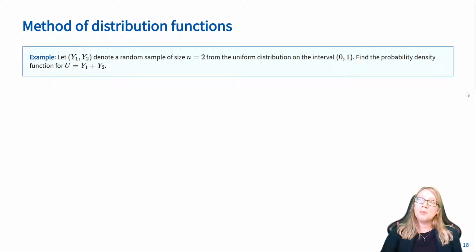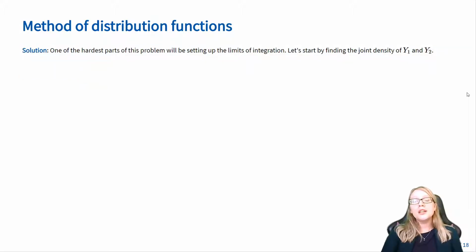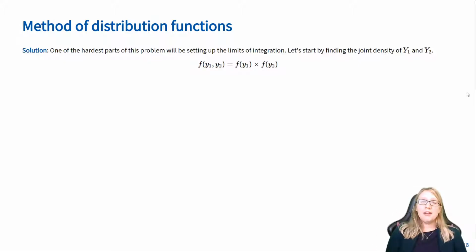So for example, we'll let y1 and y2 denote a random sample of size 2 from the uniform distribution. Let's find the density function for u, which is the sum of those uniform random variables. The hardest part of this problem is actually finding the limits of integration. Once we've got that, it's fairly straightforward to integrate. So let's start by finding the joint density function of y1 and y2. We will need that to solve this problem.